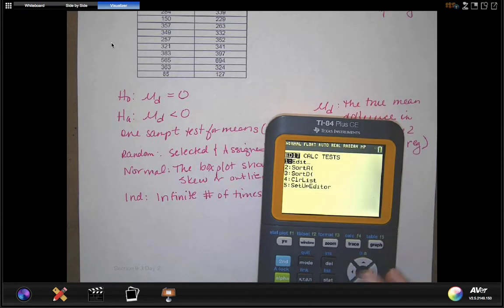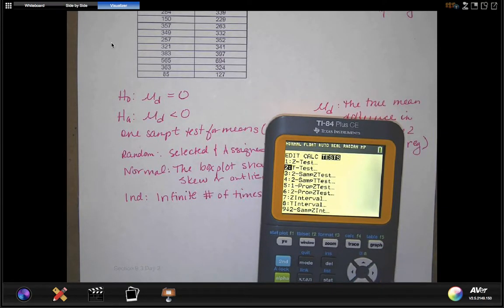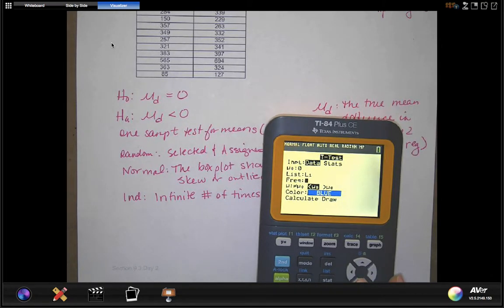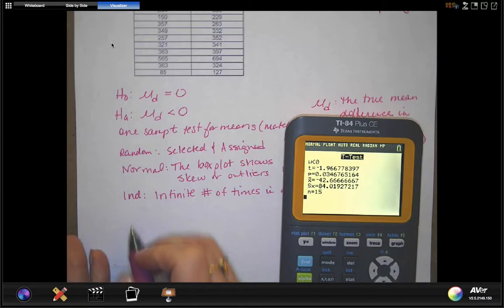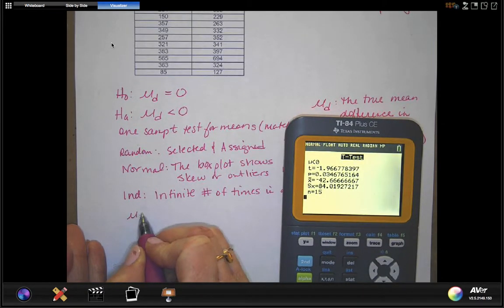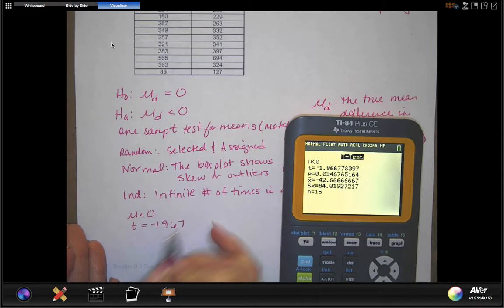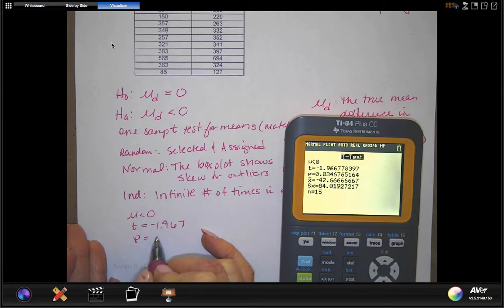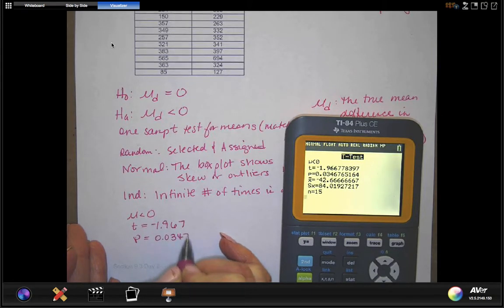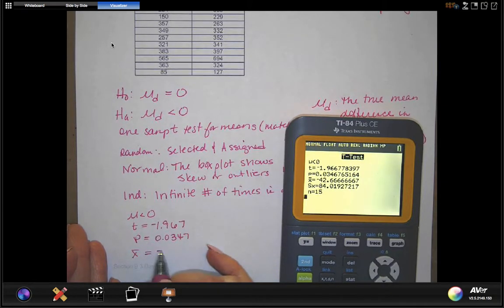I'm going to go to stat tests. I'm just using the t-test. I'm going to use the data option. This is 0. I'm going to put this to list 3. I'm going to use less than, and then I'm going to hit calculate. So you're going to write mu less than 0. You're going to write all this stuff down for me.